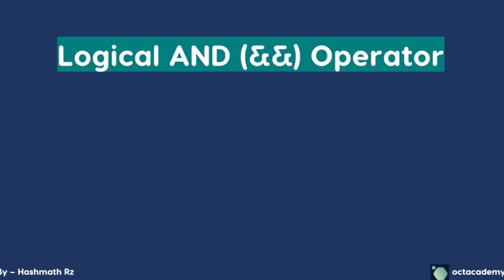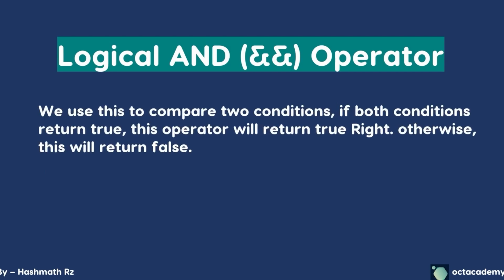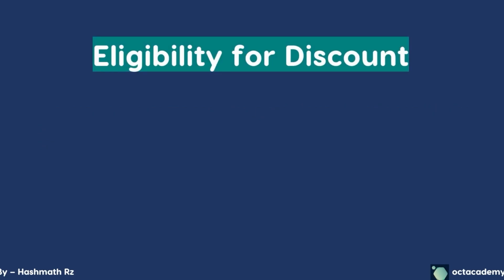The first operator is the logical AND operator. So guys, we use this to compare two conditions. If both conditions return true, this operator will return true, right? Otherwise, this will return false. So let's look at an example of this.